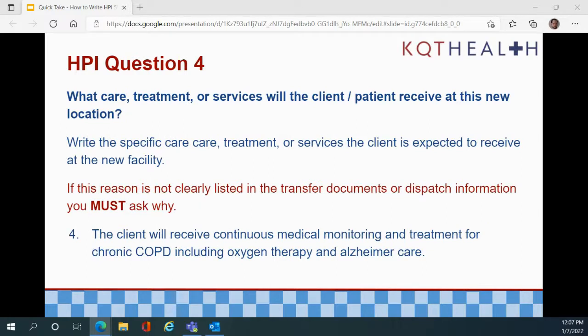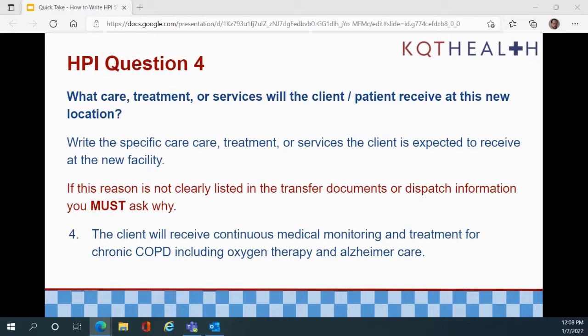HPI Question 4. What care, treatment, or service will the client patient receive at this new location? Every person transported as a non-emergency medical transport is being taken to a new location to receive some specific care that has been identified and ordered by their physician or healthcare team. This could be for a specific test, procedure, or generally more comprehensive care that is not available at the client's current location. You must record in your HPI response to Question 4 what care or services will be provided for the client at this new location.